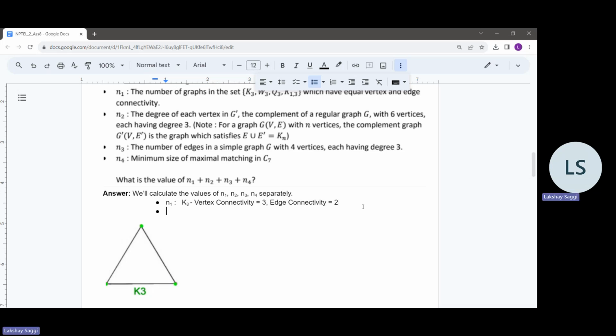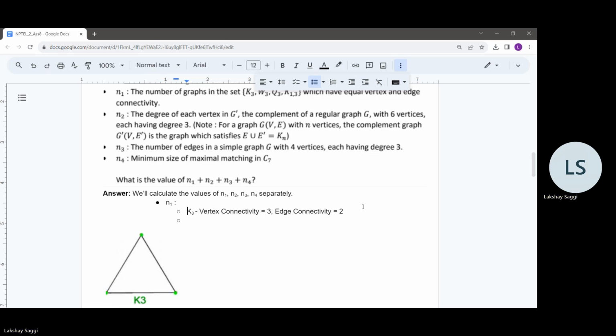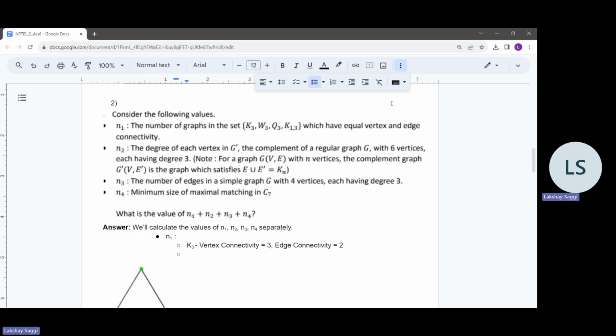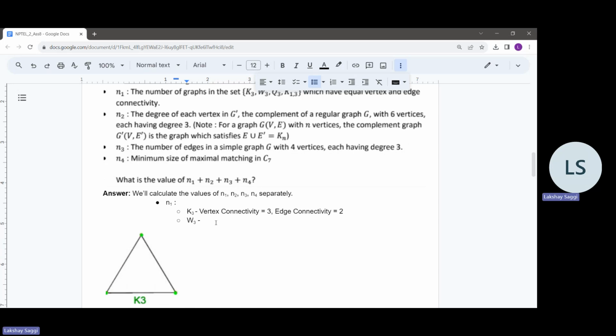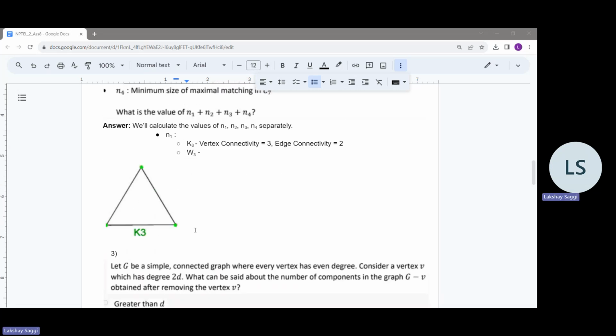So similarly, first we did this for K3, right? Now we need to do this for the second graph W3 also. So for this graph W3, what's a W3 graph? I'll show you what a W3 graph is. A W3 graph is nothing but what's called a wheel graph. I'll just show you its image.